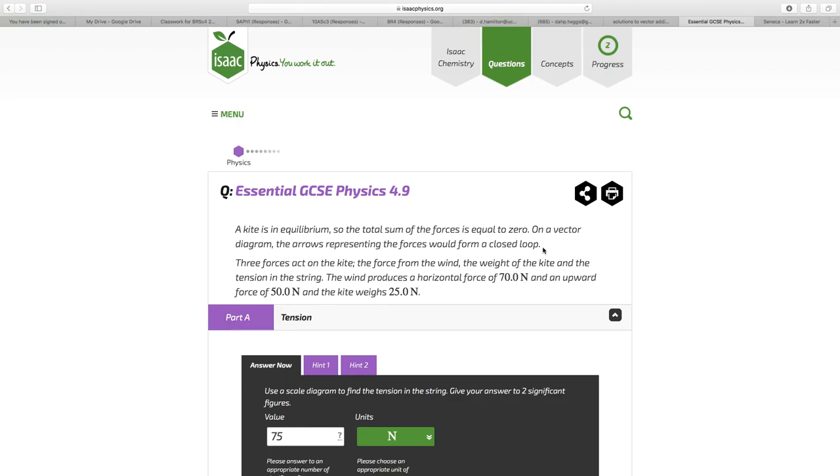You're given 3 of the forces, the force from the wind, the weight, and the tension. The wind produces a horizontal force of 70 newtons, 70.0, an upward force of 50.0 newtons, and the kite weighs 25.0 newtons.